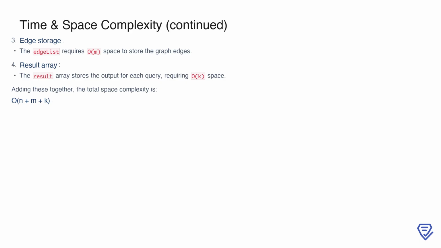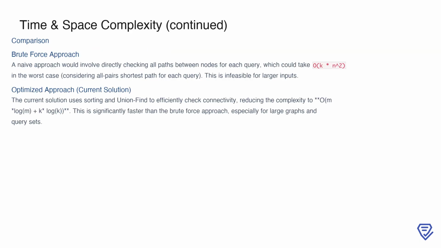To put this into perspective, let's compare the current optimized approach with a brute force method. A naive solution would involve directly checking all paths between nodes for every query, which could result in a time complexity of O(k * n^2) in the worst case. This happens because we would need to compute all pairs' shortest paths for each query, making it infeasible for large inputs. In contrast, the optimized approach leverages sorting and union find to efficiently check connectivity. This reduces the time complexity to O(m * log m + k * log k), which is significantly faster and scales well with larger graphs and query sets.